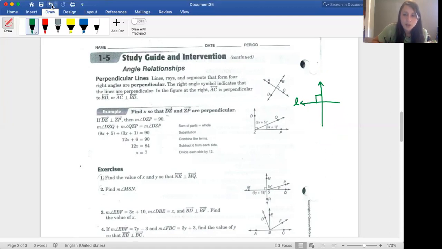Okay, so we all know that perpendicular angles measure 90 degrees. We can use that to now help us find missing parts.